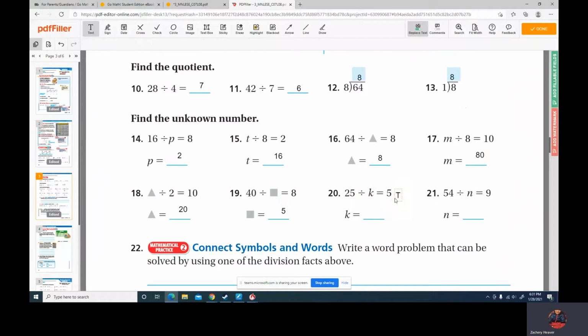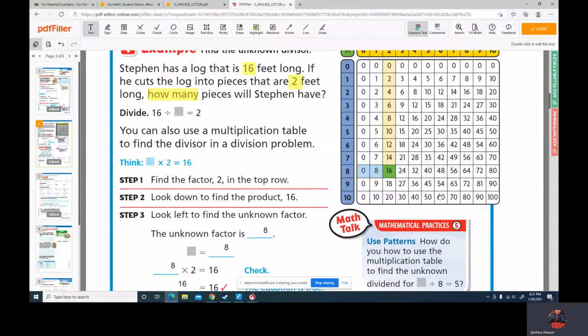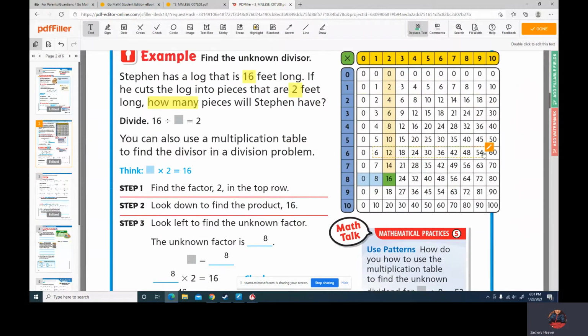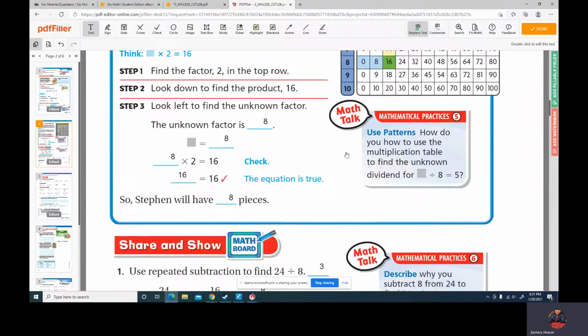25 divided by k equals 5. Well, we know 5 times 5 equals 25. Remember, that's just working backwards like we've been doing. The dividend will be the product in a multiplication. 54 divided by n equals 9. So we haven't learned our 9s yet. So let's go back up here. We're going to have to find 9, go down to 54, and go over. It's 6.